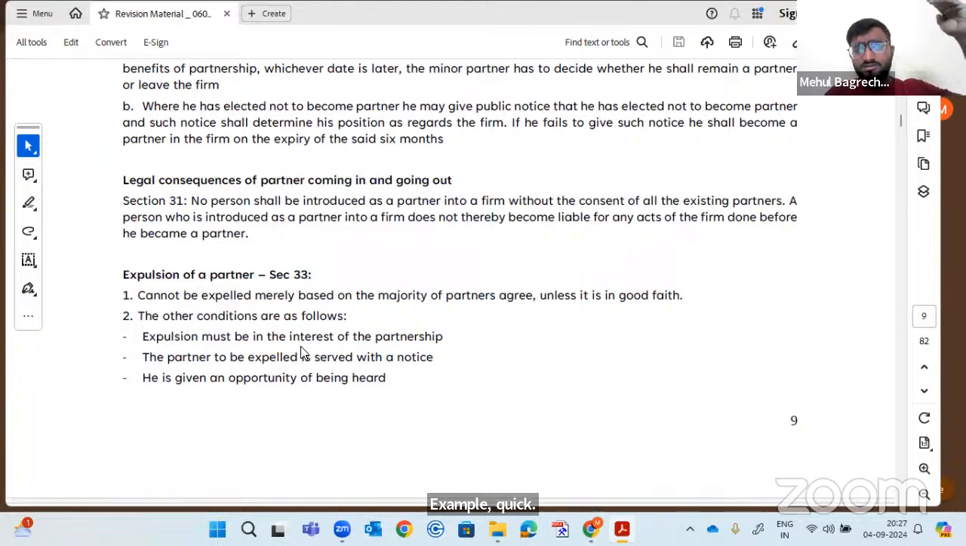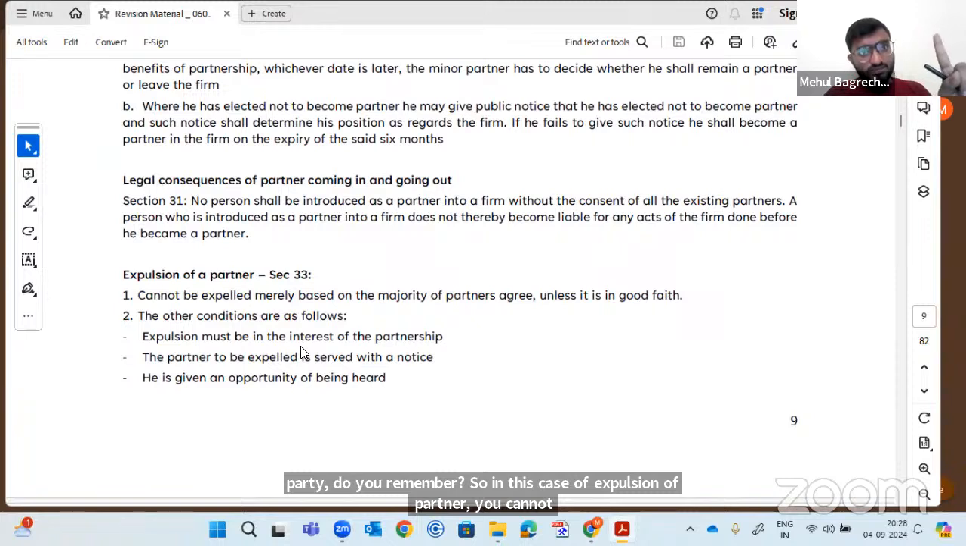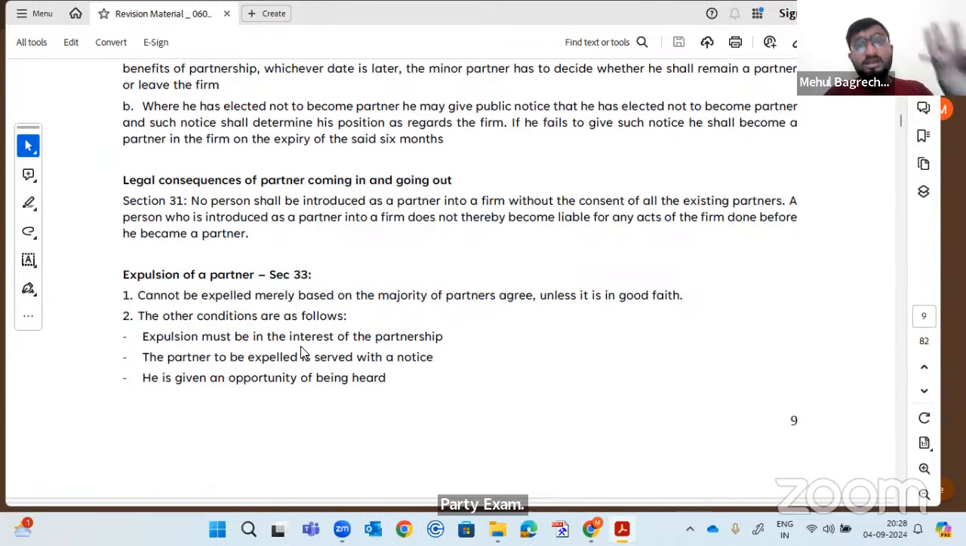Expulsion of partner. A and B's wives fought in the party. Do you remember? So in this case of expulsion of partner, you cannot expel a partner until and unless a notice is given and an opportunity of being heard is given. It must be in good faith and in the interest of the partnership firm. Until these conditions are satisfied, even though you might have a majority of the partners, you cannot expel a partner. This is under Section 33.